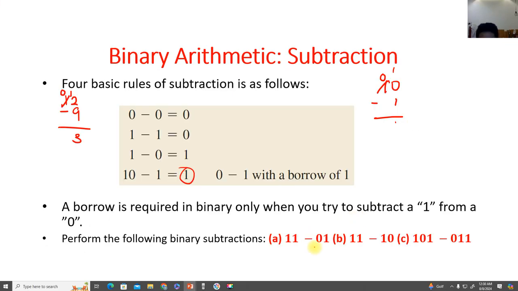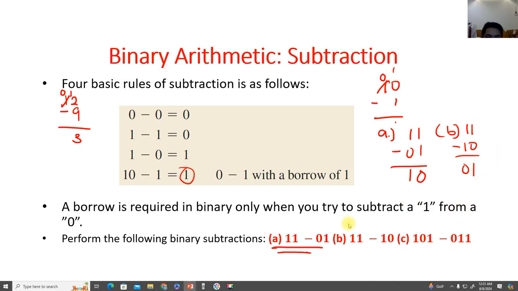So let's try. I'll try here for letter A. 1, 1 minus 0, 1. Okay? So 1 minus 1 is 0. And then, of course, we have 1 minus 0 is 1 for letter A. For letter B, we have 1, 1 minus 1, 0. So 1 minus 0 is 1, 1 minus 1 is 0. So you only have 0, 1. Okay? So that's for the subtraction.